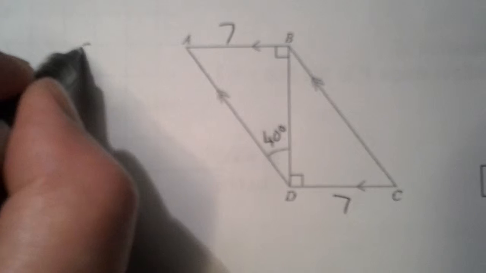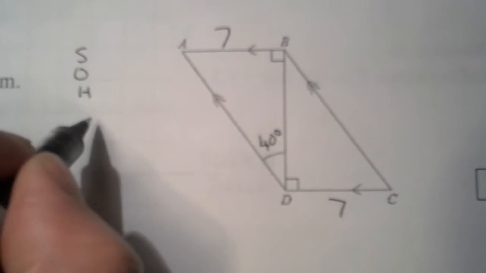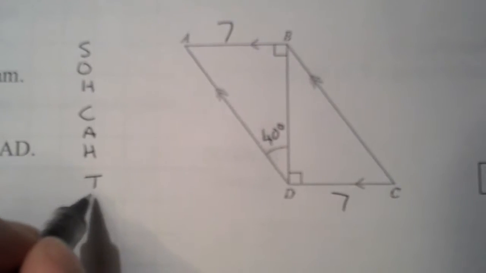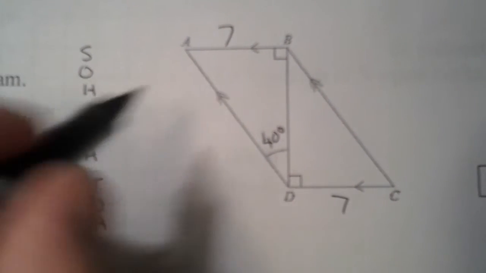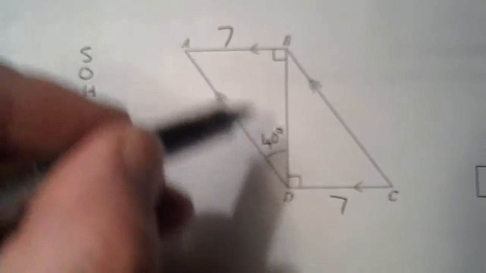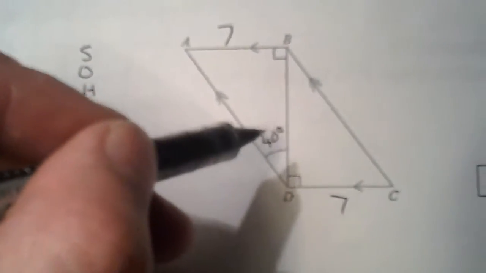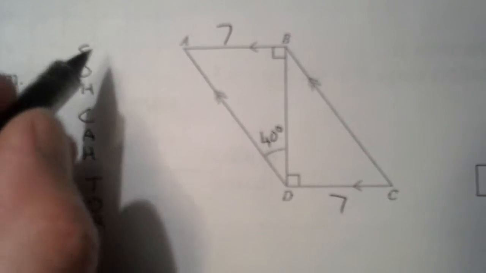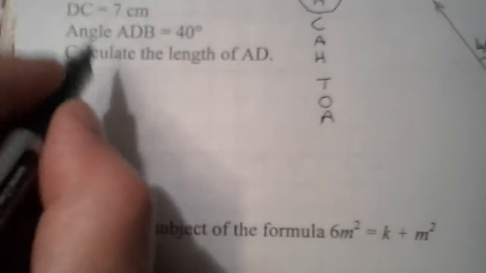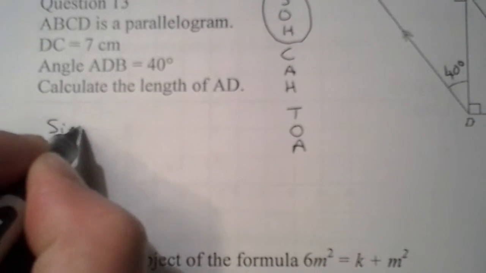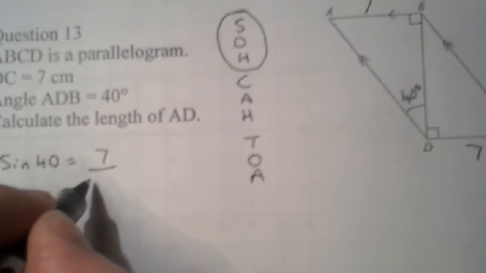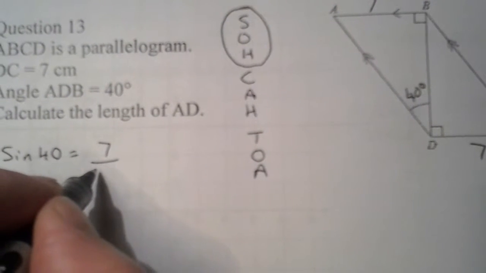Write down SOH, CAH, TOA, and think about what you've got. Well, you've got the side opposite the angle you're working with, and you're looking for the hypotenuse, so it's going to be sin. Write down the information. The sin of 40 equals 7 over the side you're looking for, which is AD.